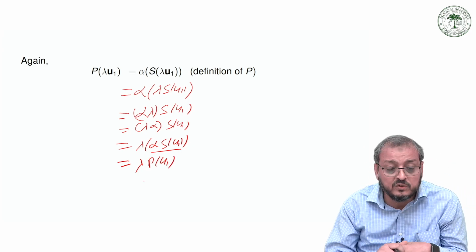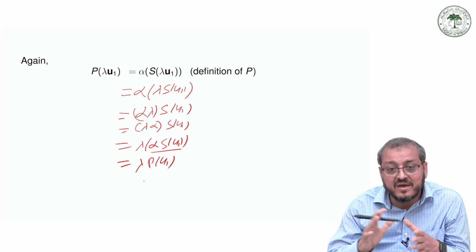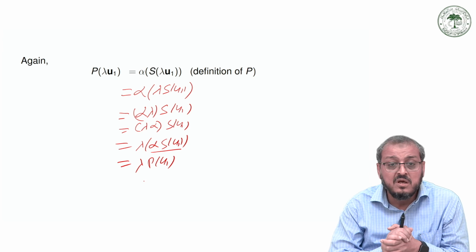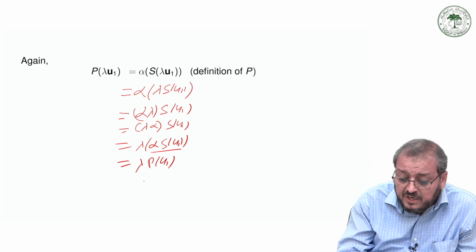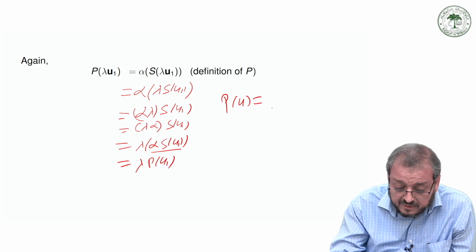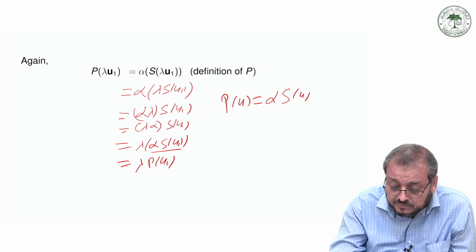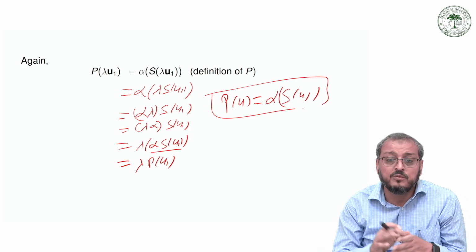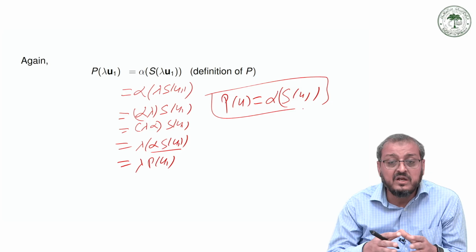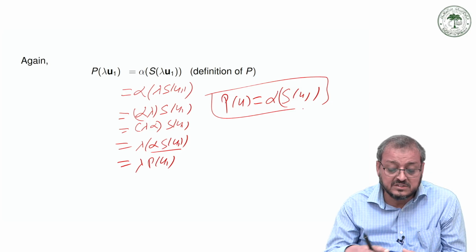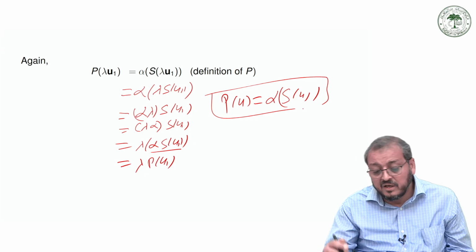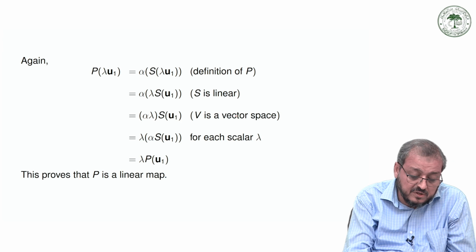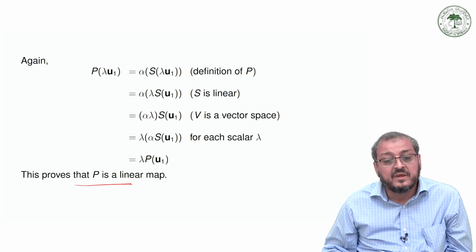So ultimately we have shown that p of lambda times u1 is the same as lambda times p of u1. In this case, p defined by p of u equals alpha times S of u satisfies both the conditions of linearity: additivity and homogeneity, that is, scalar multiplication. So this means that p is also a linear map. We have proved that p is a linear map.